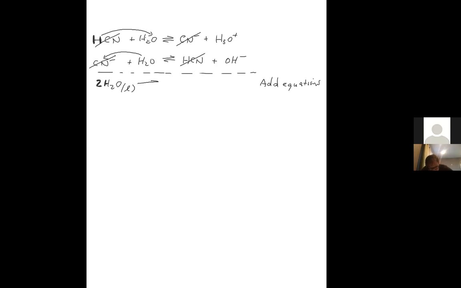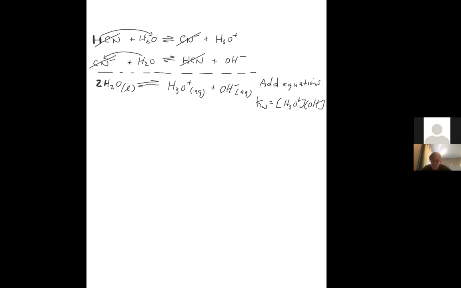And then look at what we get on the product side. We get H3O plus and OH minus. Hydronium and hydroxide, right? That should look familiar to you. At the beginning of the chapter, very early on, we looked at this reaction where two waters react with each other to form hydronium and hydroxide. We said, hey, that's Kw: concentration of hydronium times concentration of hydroxide.